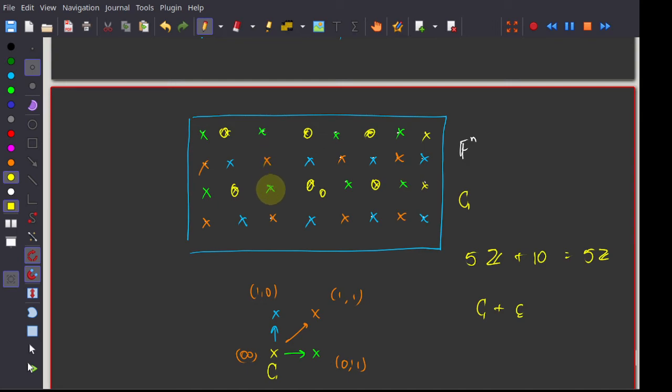Right? If I receive any green point, all I need to do is subtract 0, 1. If I receive any blue point, all I need to do is subtract 1, 0. So if I have a way of identifying the color of the received vector, basically which coset it belongs to, all I need to do is subtract the coset representative and I get the nearest code word.